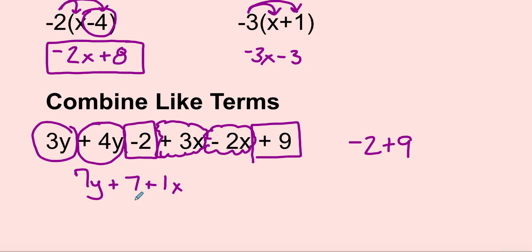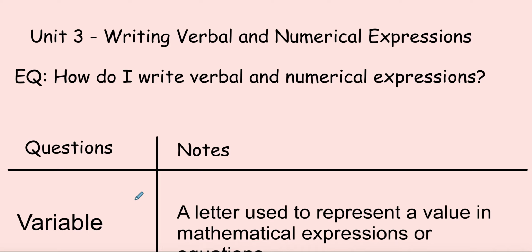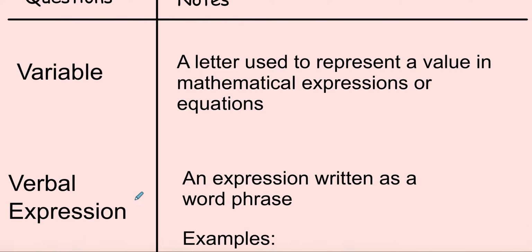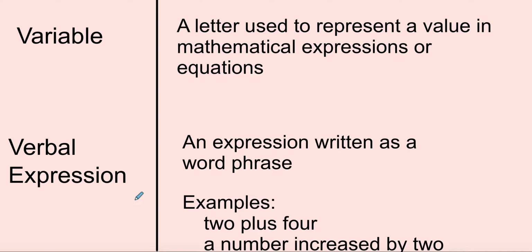All right, so again, you are on page 17 of your packet. I'd like you to pause the video and take a minute to read those 4 vocabulary words. All right, now that you are back, the vocabulary words are as follows. Variable. Variable is a letter used to represent a value in a mathematical expression or equation.